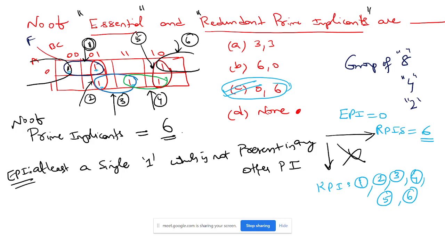People have to go for some other class right now, I guess. So because there are no EPIs, the answer is 0, comma 6. Sir, what about the answer? How to write S? Okay, that we will discuss in the next class.